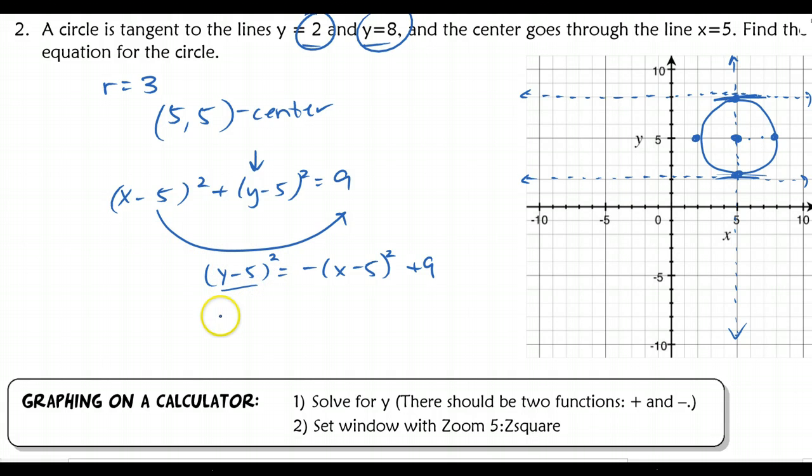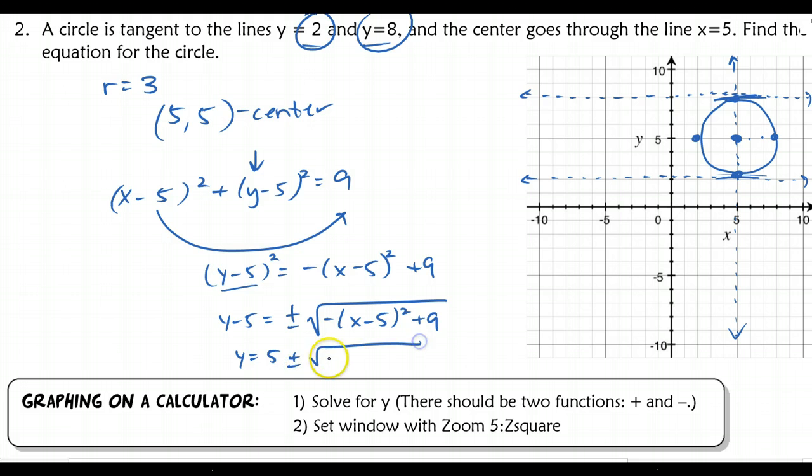So I take the square root of both sides, and I'm left with positive or negative. This is super important not to forget this positive or negative. So positive or negative of negative x minus 5 squared plus 9. Okay? Now I'm going to add over the 5, and I have this. Now in your calculator, your calculator can't read this.